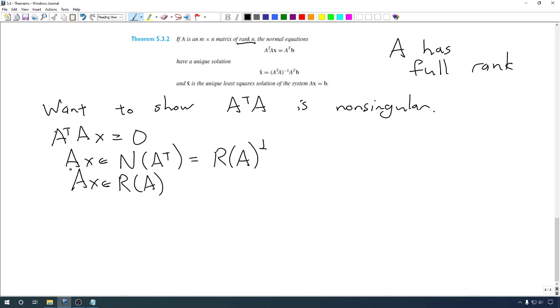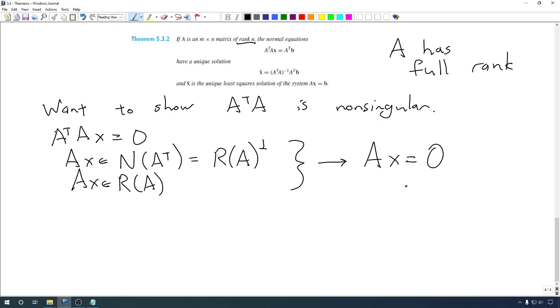So we have a vector here, A times x, that is both in the column space and in the orthogonal complement of the column space. Well, we know that if something is in a subspace and its orthogonal complement, then that vector has to be 0. So Ax has to be 0. We've kind of taken the A transpose out of our equation. We've reduced it now to Ax equals 0.